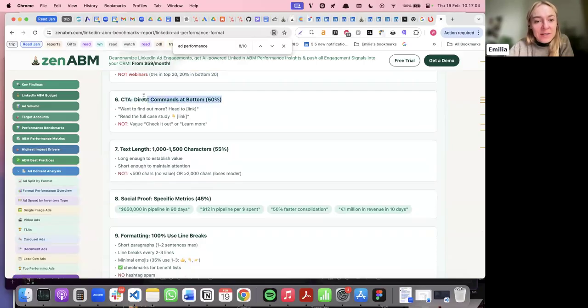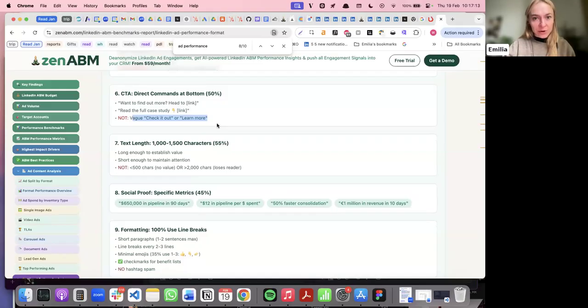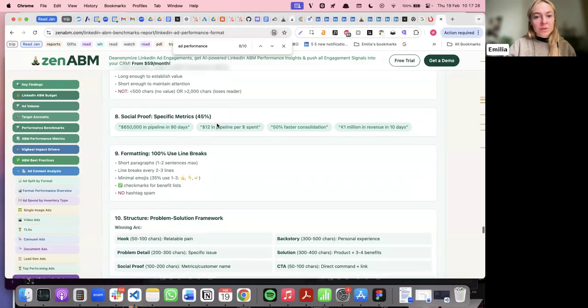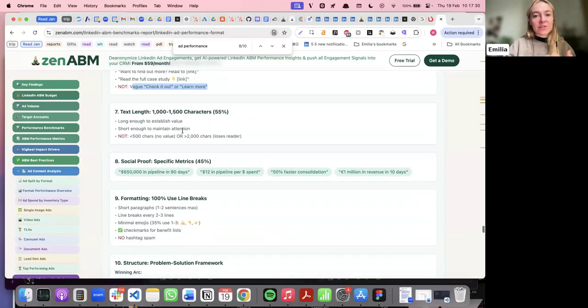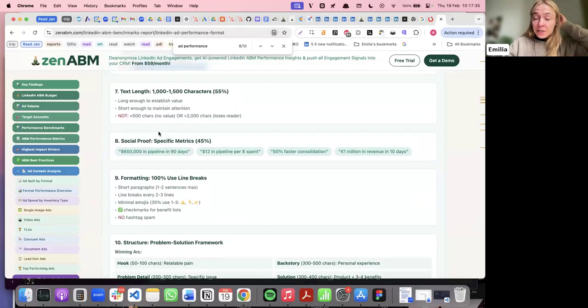CTAs at the bottom next to the link. Don't use vague ones like learn more, right? Or check it out. It should still be very much embedded in the story, right? So you're describing how you resolve the big business problem with a specific solution. And then you say, oh, by the way, you can check this solution out here. This is what it is, but not just check it out at the bottom or learn more at the bottom.